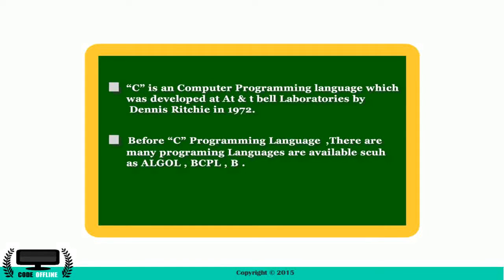Algol can be used to write scientific software. BCPL and B can be used in system programming. This means you cannot write all software with the help of one programming language.